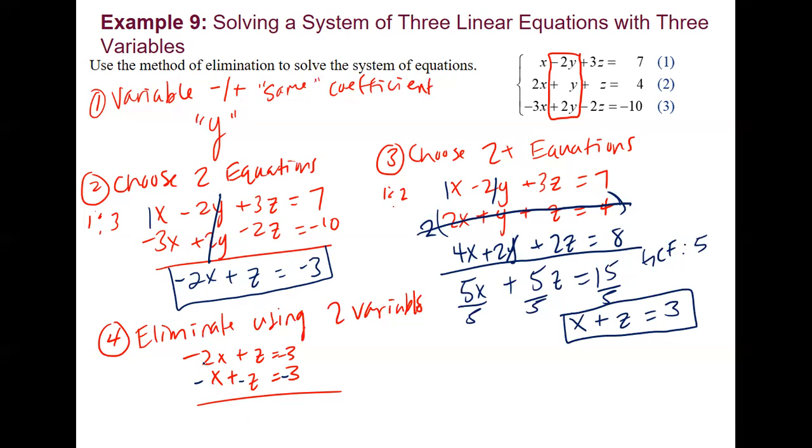So now when I combine, I have negative 2 and negative 1. What does that make? Negative 3x. I have z and negative z, and that cancels. And negative 3 and negative 3 makes negative 6. So what does x equal? X equals 2. So now I know what x is.